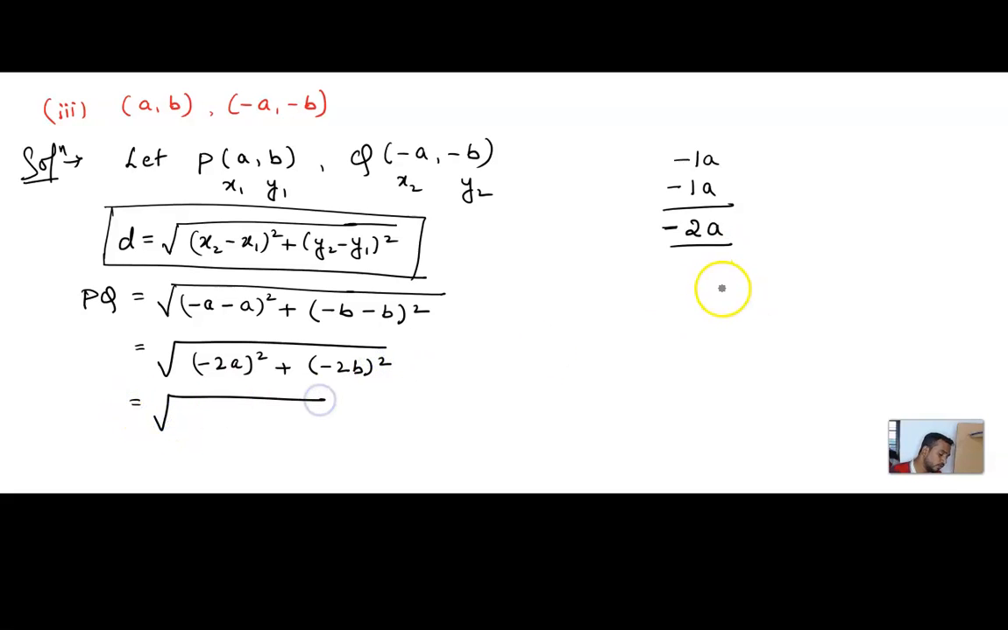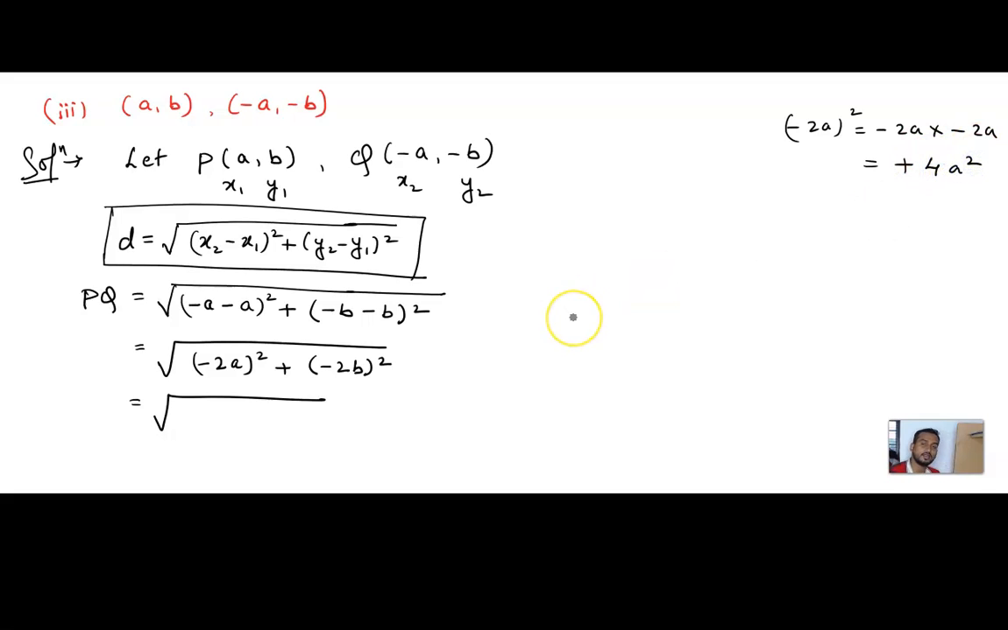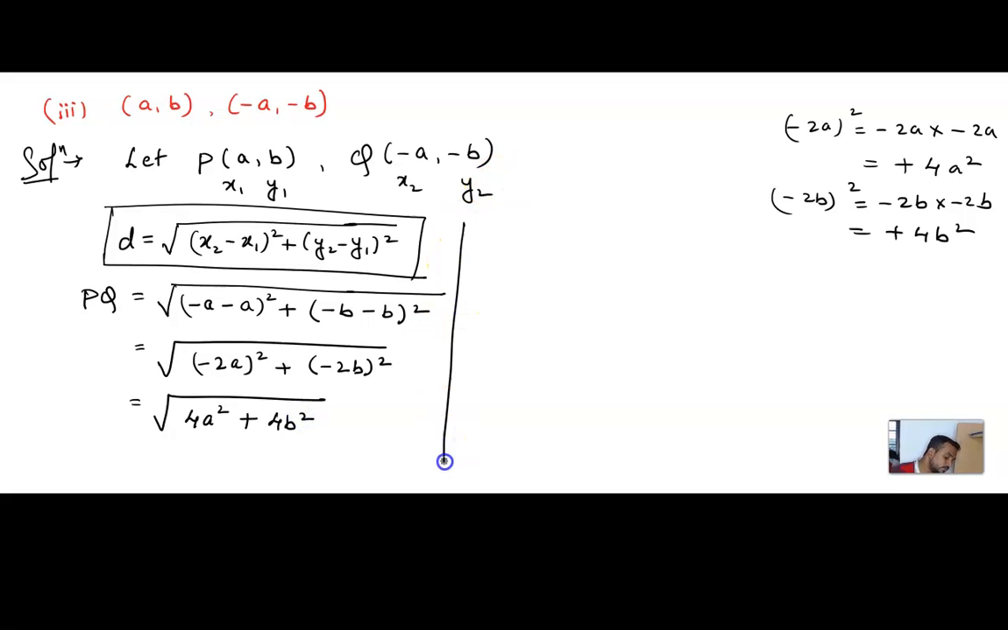So root of, remember children, one more step you need to remember here, that is minus 2A whole square we have, right? That is minus 2A into minus 2A. Minus into minus plus, 2 2s are 4, A into A, A square. Remember. So what is minus 2A whole square? That is 4A square plus, similarly, minus 2B whole square is minus 2B into minus 2B. Minus into minus plus, 2 2s are 4, B into B, B square. That is 4B square. Got it?